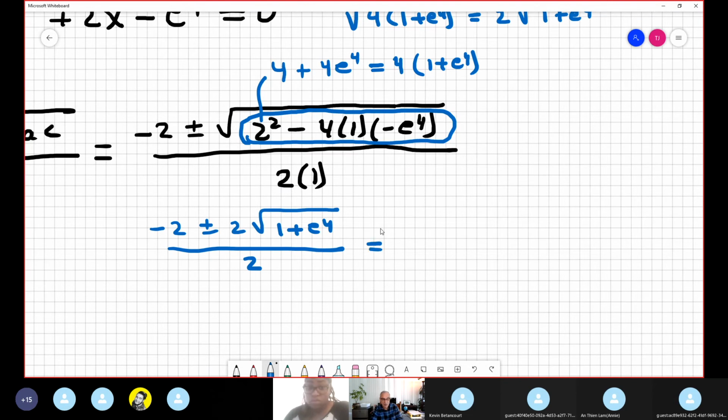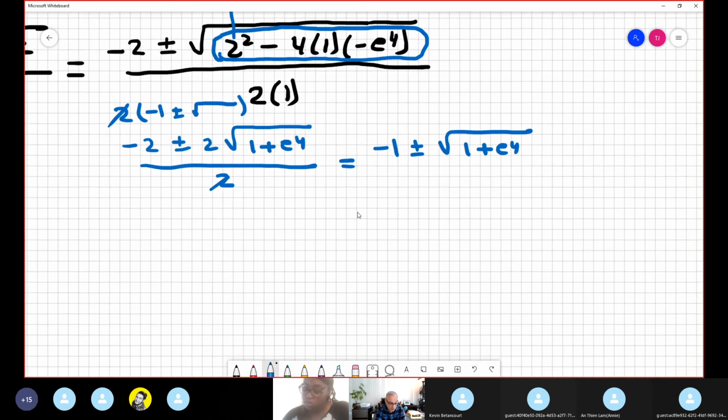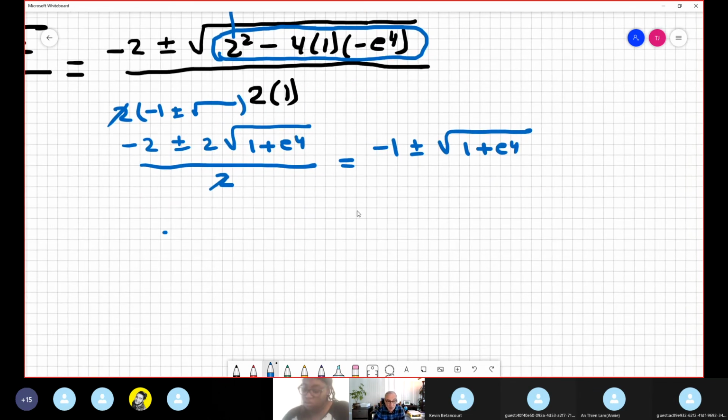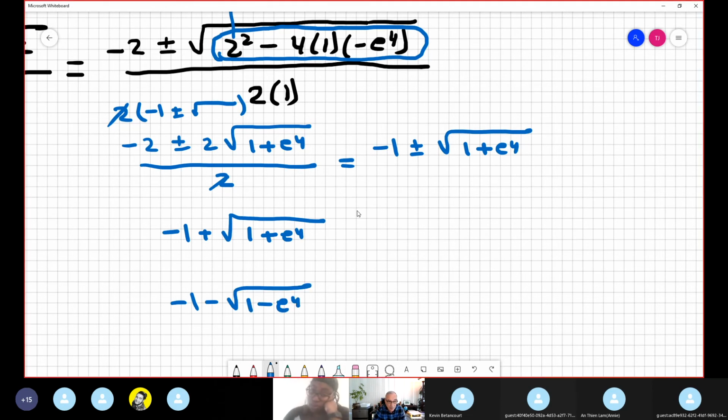A simplification, a little bit, is negative 1 plus or minus radical 1 plus e to the 4th power, because these two we can factor out. So you factor out the 2, and these two are cancelled because we have nothing in the bottom. We have two solutions. The first solution is negative 1 plus radical 1 plus e to the 4th power. And the second solution is negative 1 minus square root 1 plus e to the 4th.